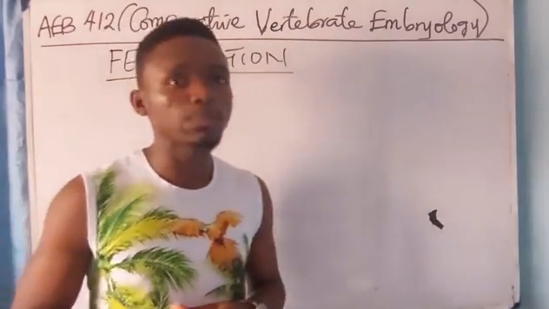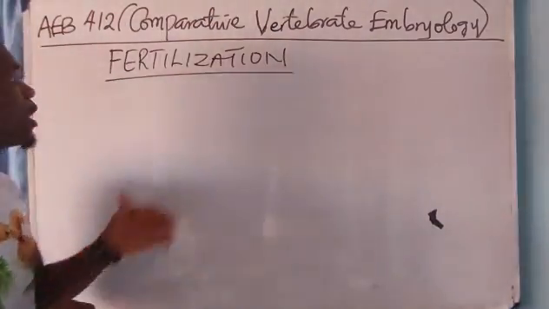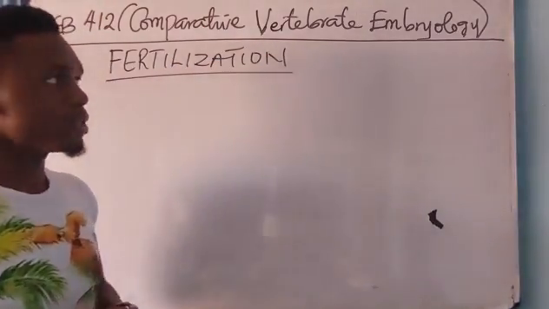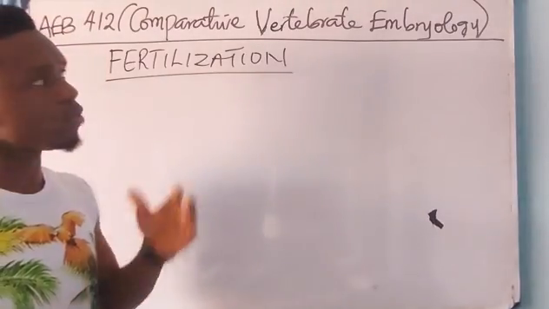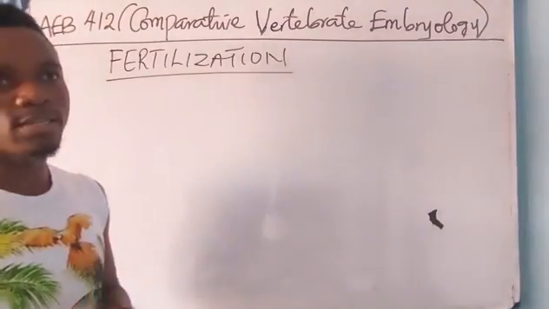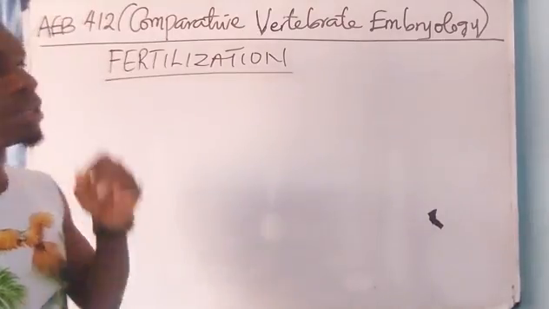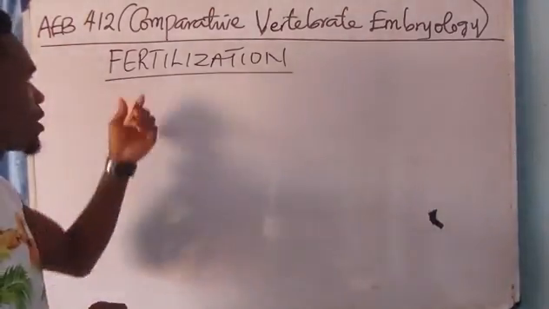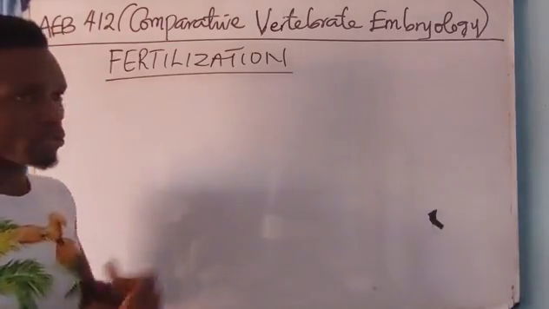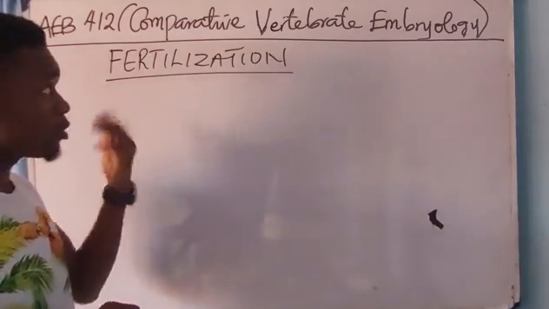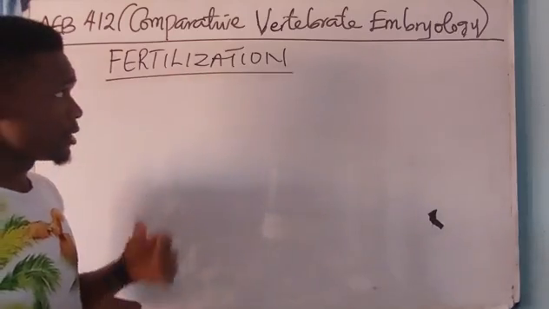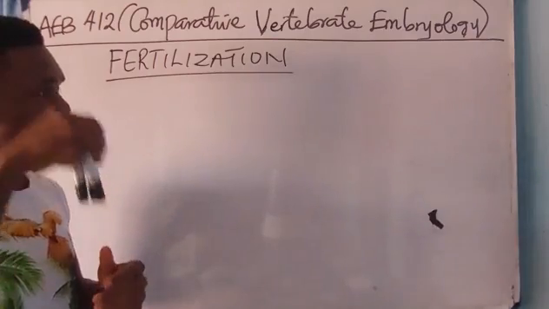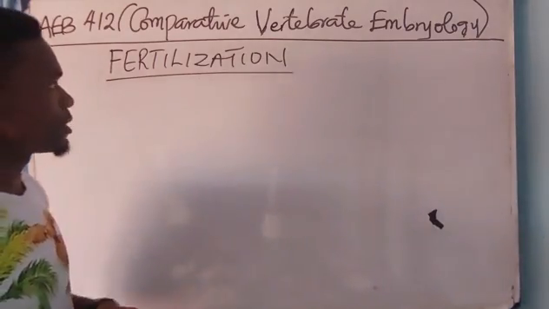In today's video, we shall be treating AEB 412 called Comparative Vertebrate Embryology. Now, we've already covered gametogenesis. Underneath, we have the oogenesis and the spermatogenesis. In today's video, we shall be looking at the second part of this course, which is fertilization. This word is not new to us. Of course, we all know the meaning of fertilization, but in this course we are going to be looking at the crucial parts of this topic, fertilization.